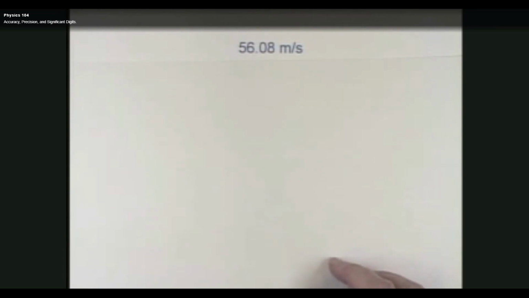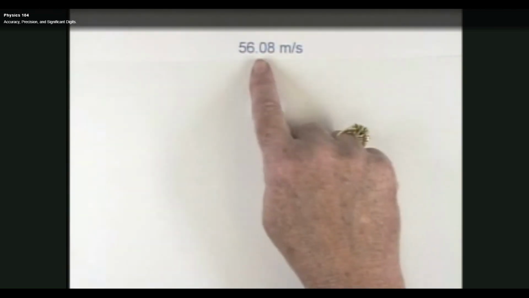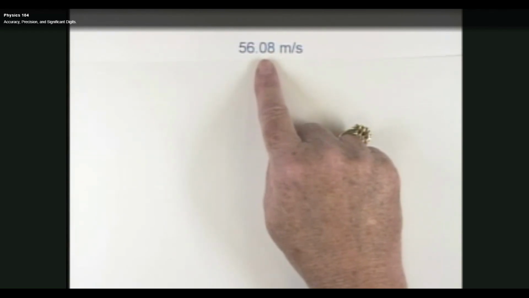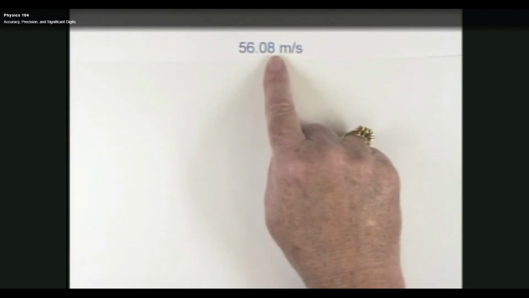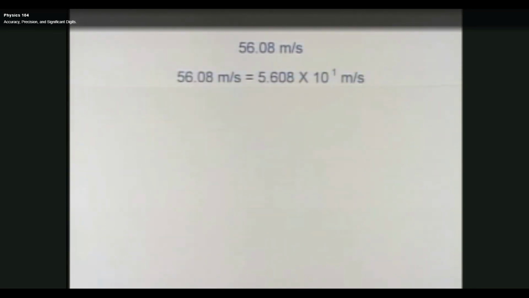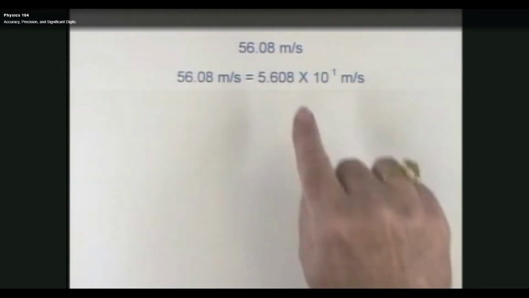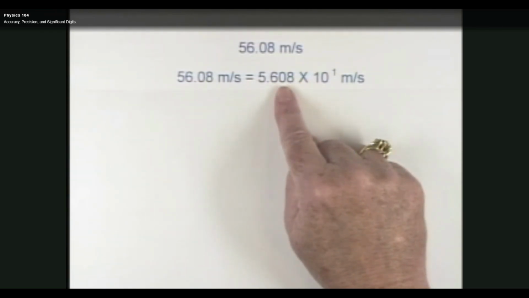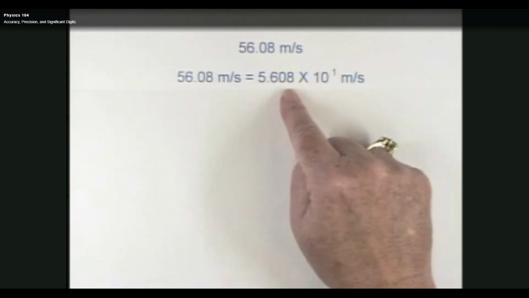In the number 56.08, the zero is significant because it's between two significant digits. For the 8 to be estimated, the zero had to be measured. Again, let's put the number into scientific notation. The zero remains, so it must be significant. This number has 4 significant digits.